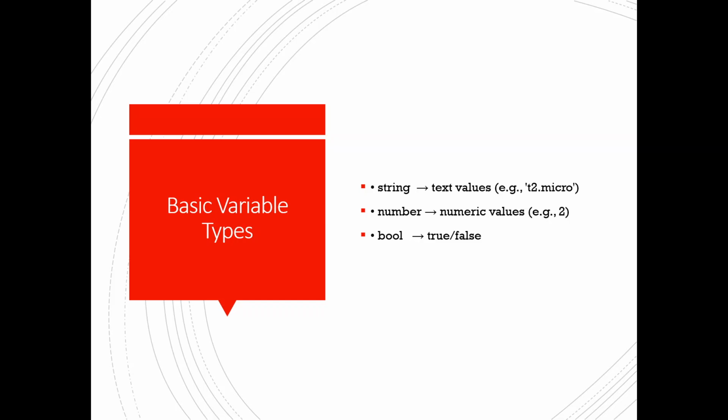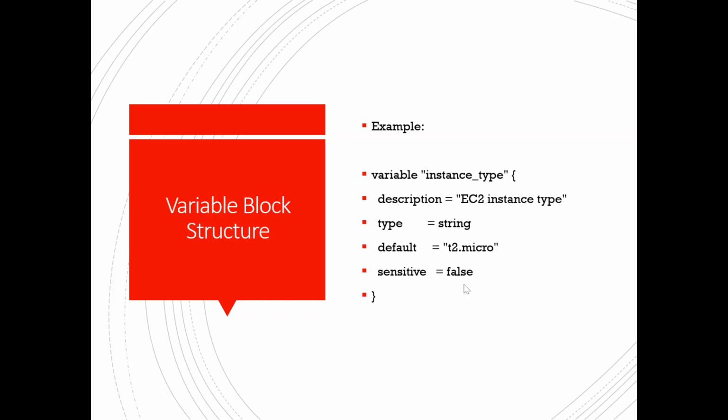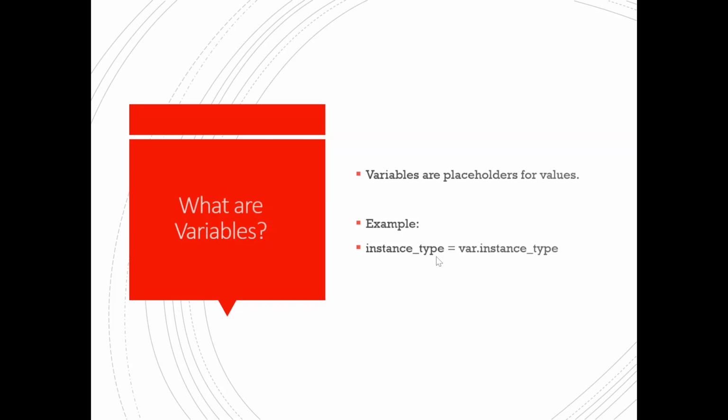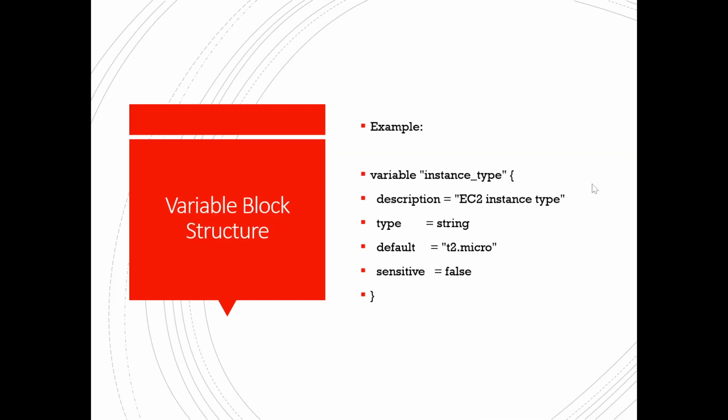And remember, if you define both type and default, the default value must match the type you declared. If you see this example, here you can see type and default. If you define both, the value of default must match the type you declared. If you declare a string, the default must be a string, and if not, Terraform will throw an error.